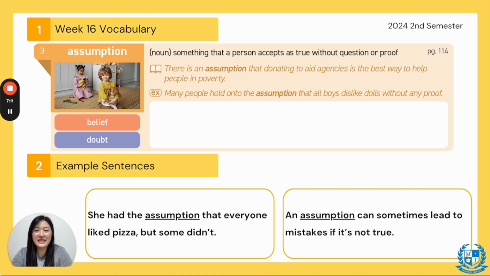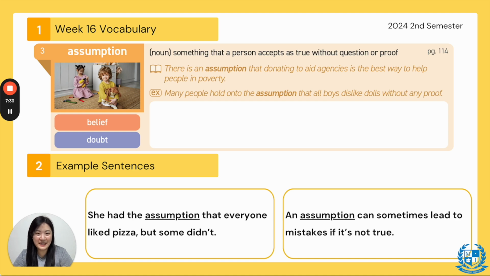Next, in our TED Talks, it says there is an assumption that donating to aid agencies is the best way to help people in poverty. So some people think that, oh, if I just donate money to this company, then I'm helping the world. But that's an assumption. People think that it's true, but we're not quite sure.